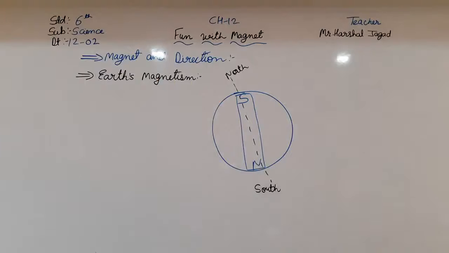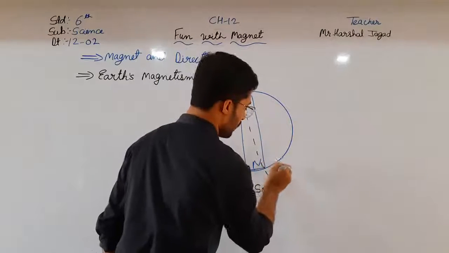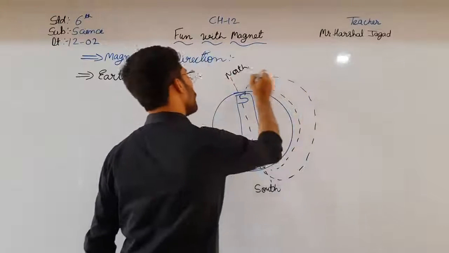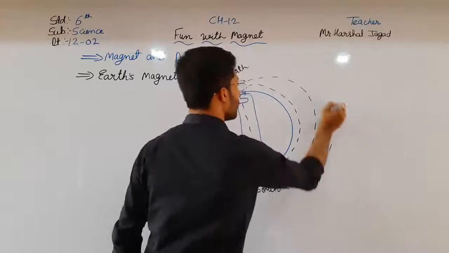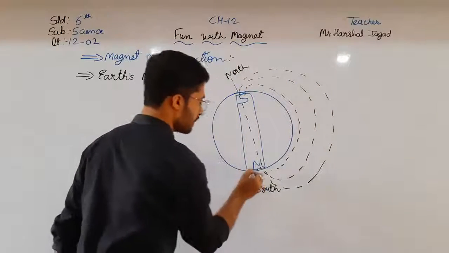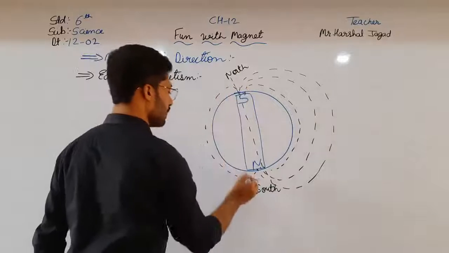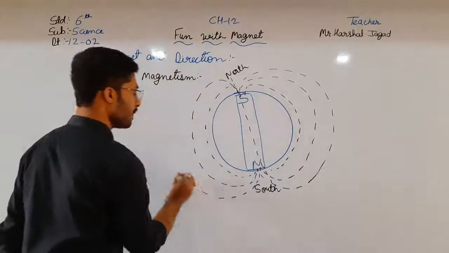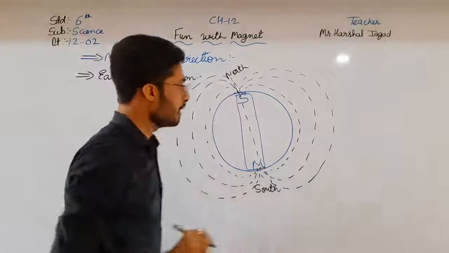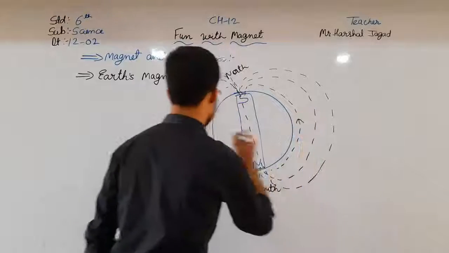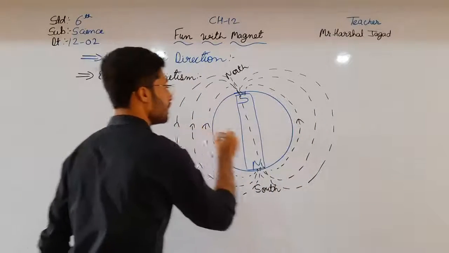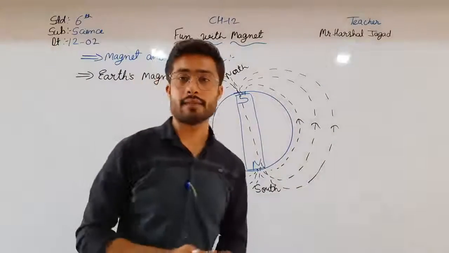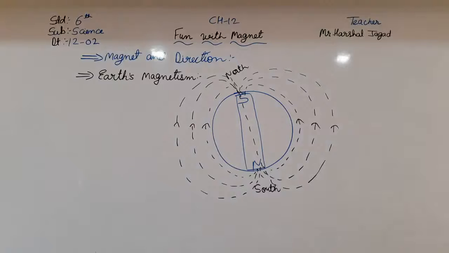So here the magnetic lines will just go like this. They will go from north to the south like this, over this side also. Like this, it will travel towards this. This is the earth magnetism. Okay, let us read what is given.